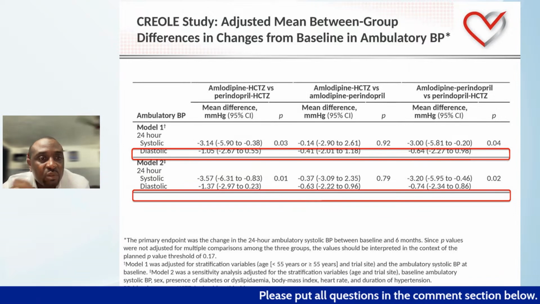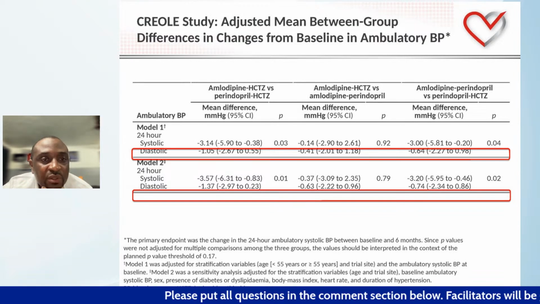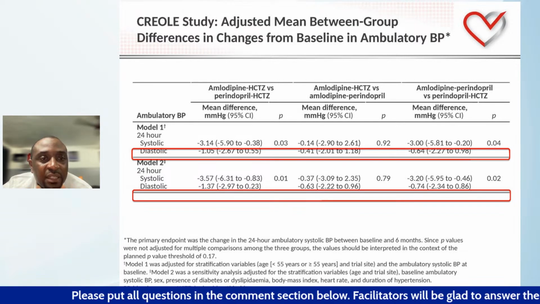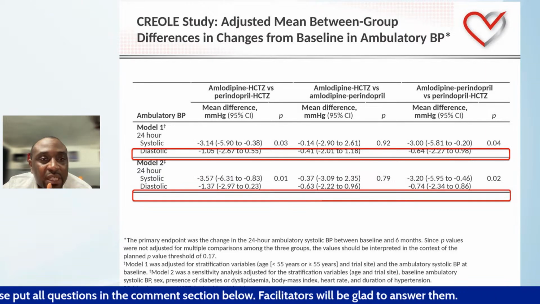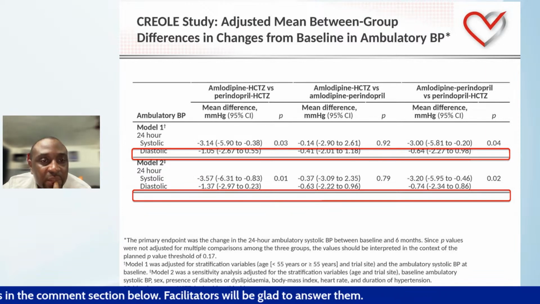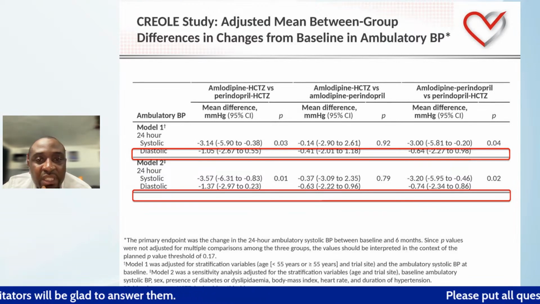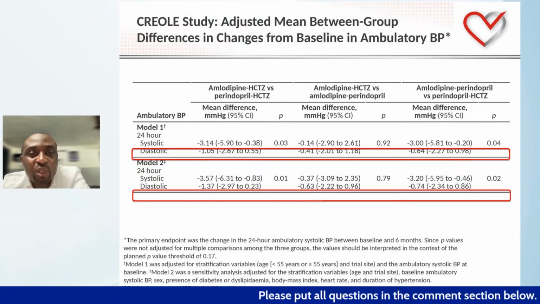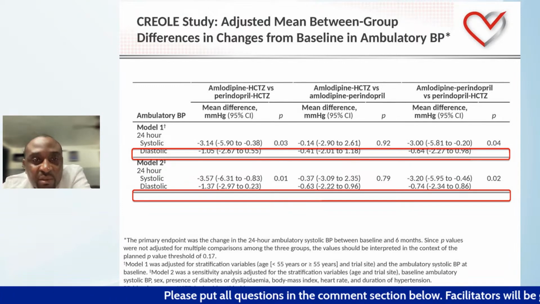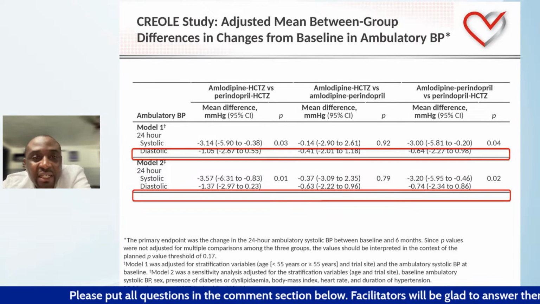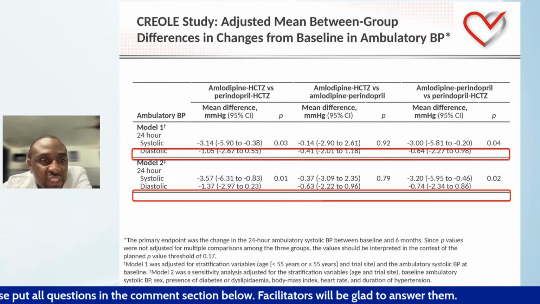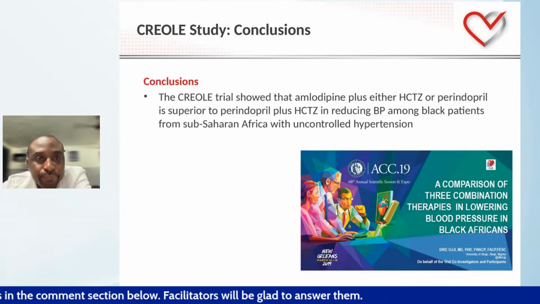I think this also speaks to what I was talking about. If you look at the differences, comparing amlodipine hydrochlorothiazide with perindopril hydrochlorothiazide, clearly the systolic decrease in blood pressure was significant over here. But if you compare amlodipine hydrochlorothiazide with amlodipine perindopril, because they all have calcium channel blockers and are achieving similar levels of reduction, the p-value was not significant.